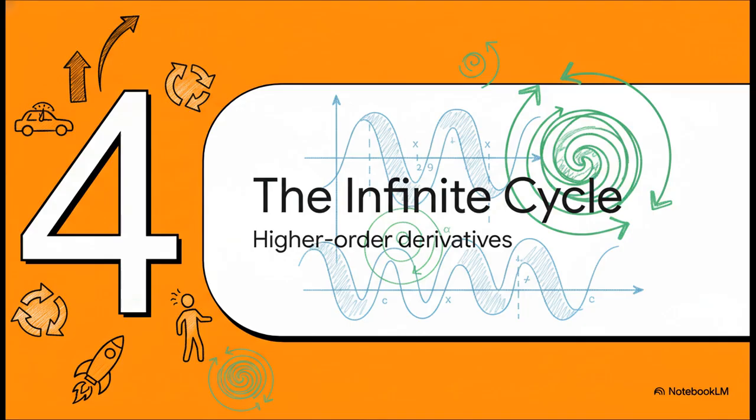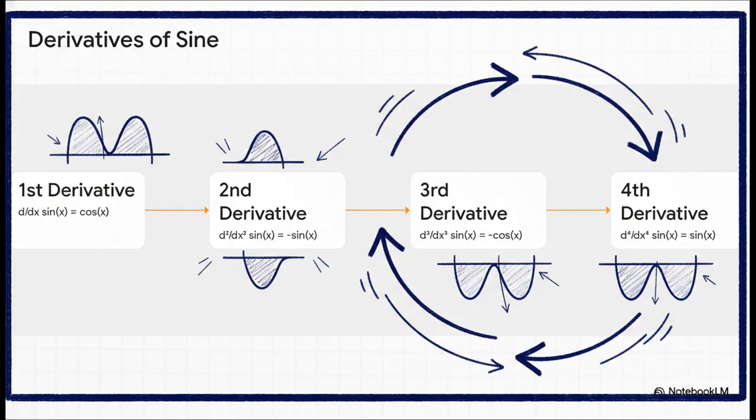But you know what? The story doesn't even end with velocity. What happens if we just keep taking derivatives? The first derivative is velocity, the second is acceleration, the third is called jerk. What pattern emerges if we keep going? Well, if we start with sine and keep going, something amazing happens. You go from sine of x to cos of x, then to negative sine of x, then to negative cos of x, and on the fourth step, you land right back where you started, at sine of x. It's a perfect, repeating, four-step cycle.